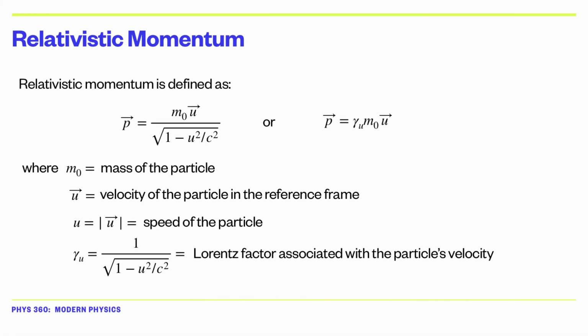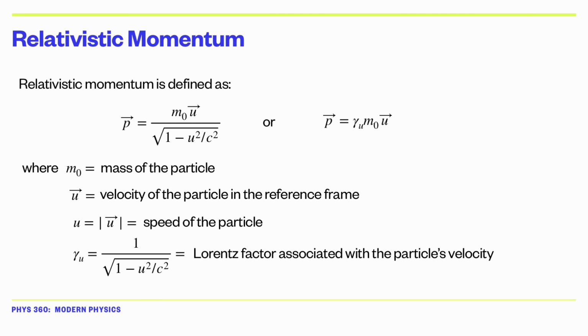So in order for momentum to be conserved in the previous example, we need to define it as mass times velocity over the square root of 1 minus velocity squared over c squared. So we've defined m naught as the mass of the particle, for reasons that will be clear in the next lecture. Vector u is the vector velocity of the particle in the chosen reference frame. The scalar quantity u is the magnitude of the velocity, so it's just the speed of the particle. And gamma u is the Lorentz factor associated with the particle's velocity u.